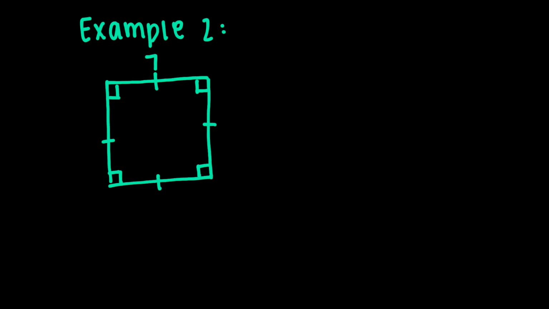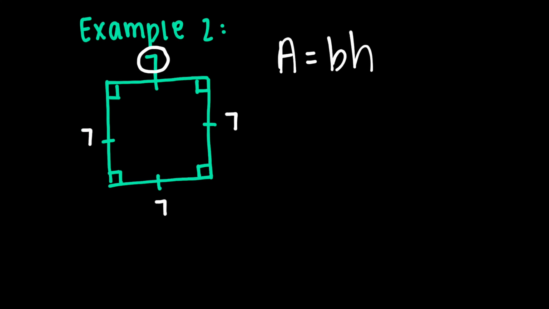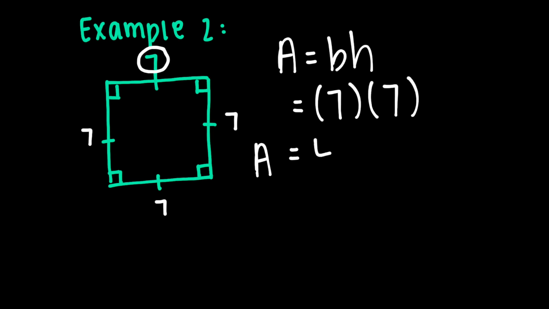Example 2 is a square. So again, area equals base times height. I label one side as 7, and because it's a square, I know all 4 sides are 7. So my area, I take the base, which is 7. I multiply it by the height, which is also 7. And I find that my area of this square is 49.